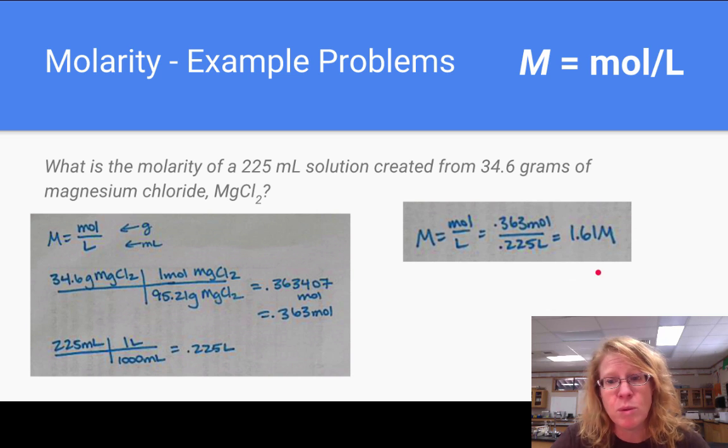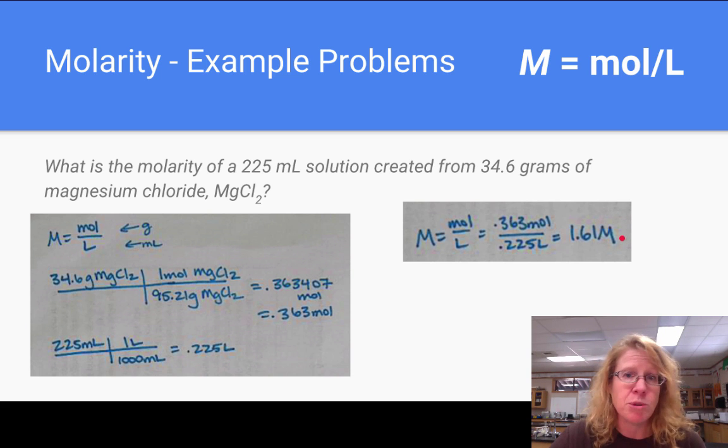You can say this as 1.61 molar, which would be a correct way to pronounce it. For the units, you can just write it as that big funky M. That's totally acceptable. Or you can write it as 1.61 moles per liter. It's understood that when you see this big M, it means moles per liter. So you can say it either way, whichever makes you happy. Just find a method and stick with it.